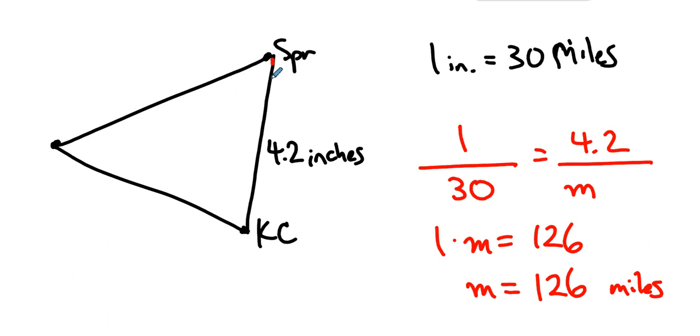We measure indirectly. We're not going to run a tape measure from Springfield to Kansas City, but we could run a ruler from Springfield to Kansas City on a map, and that would be a way to use proportions to help ourselves out. I hope that this has been helpful to you.